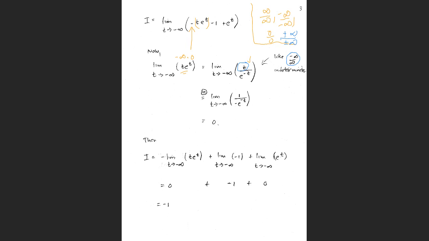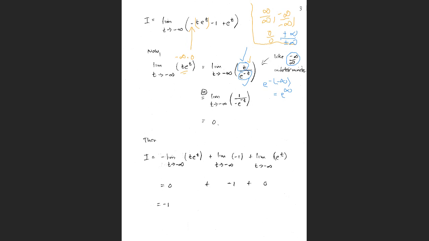So it's an indeterminate form. The numerator goes to negative infinity as t goes to negative infinity, and the denominator goes to positive infinity, because e to the negative infinity is the same as e to the positive infinity. And so we can use L'Hopital's rule on that. That means we take the derivative of the numerator and the denominator.